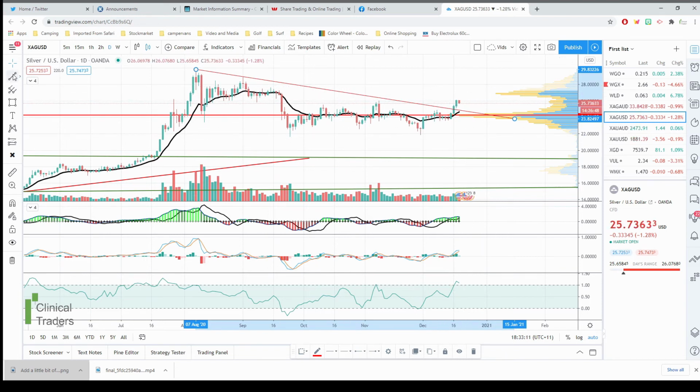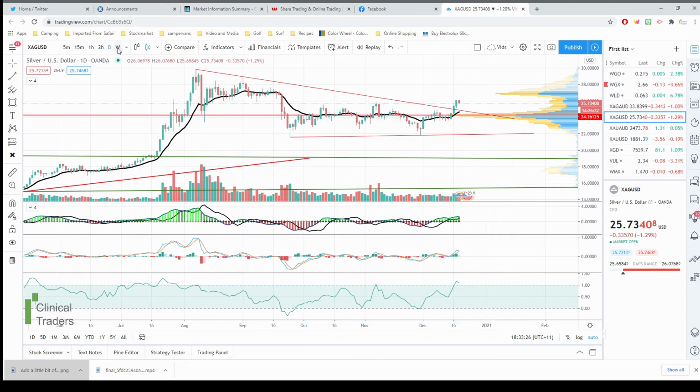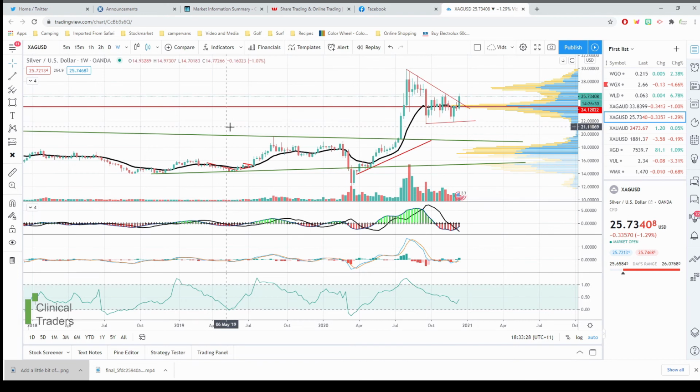You can also draw these lower connections in too. And you can see that it makes that descending triangle and then that breakout. So we'll see how that goes in terms of price. I'm just going to zoom back out to that weekly.